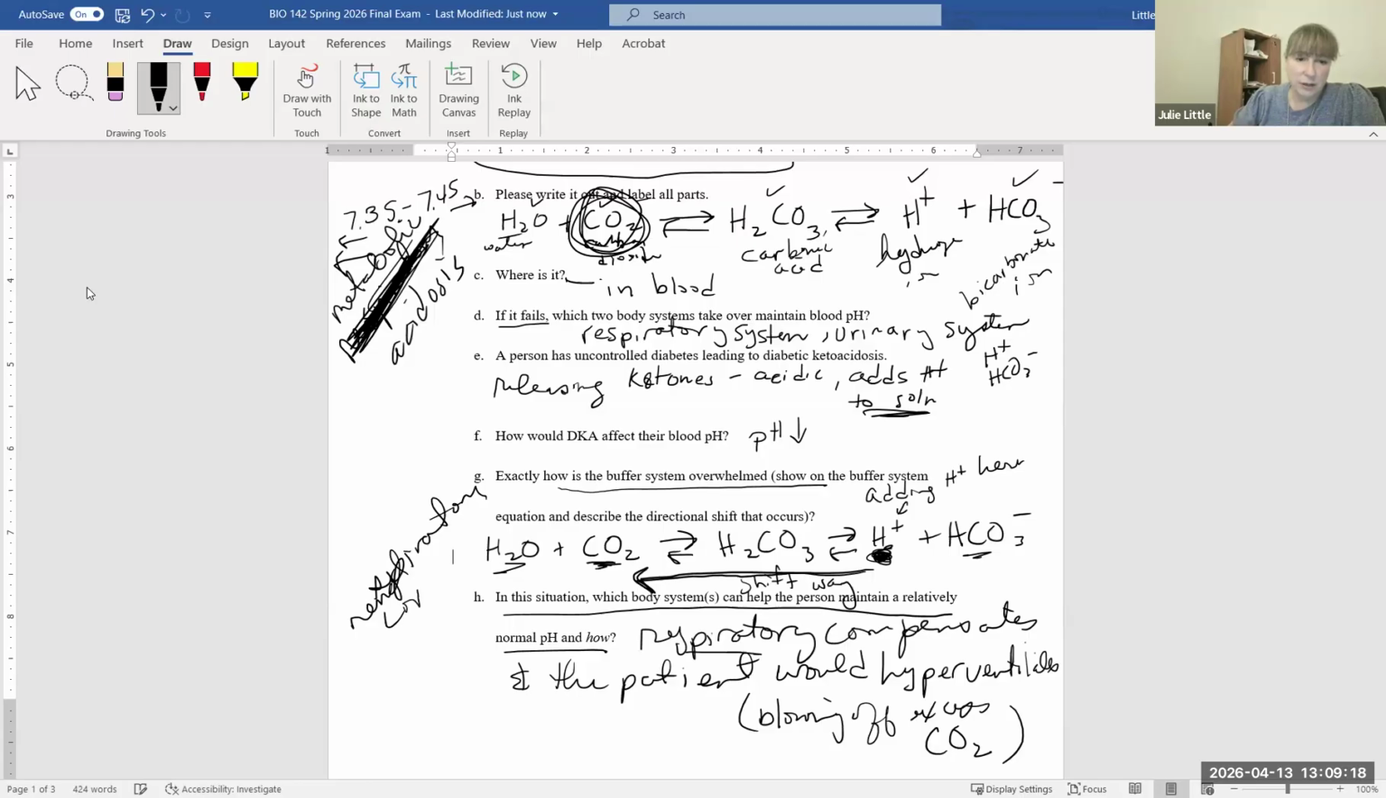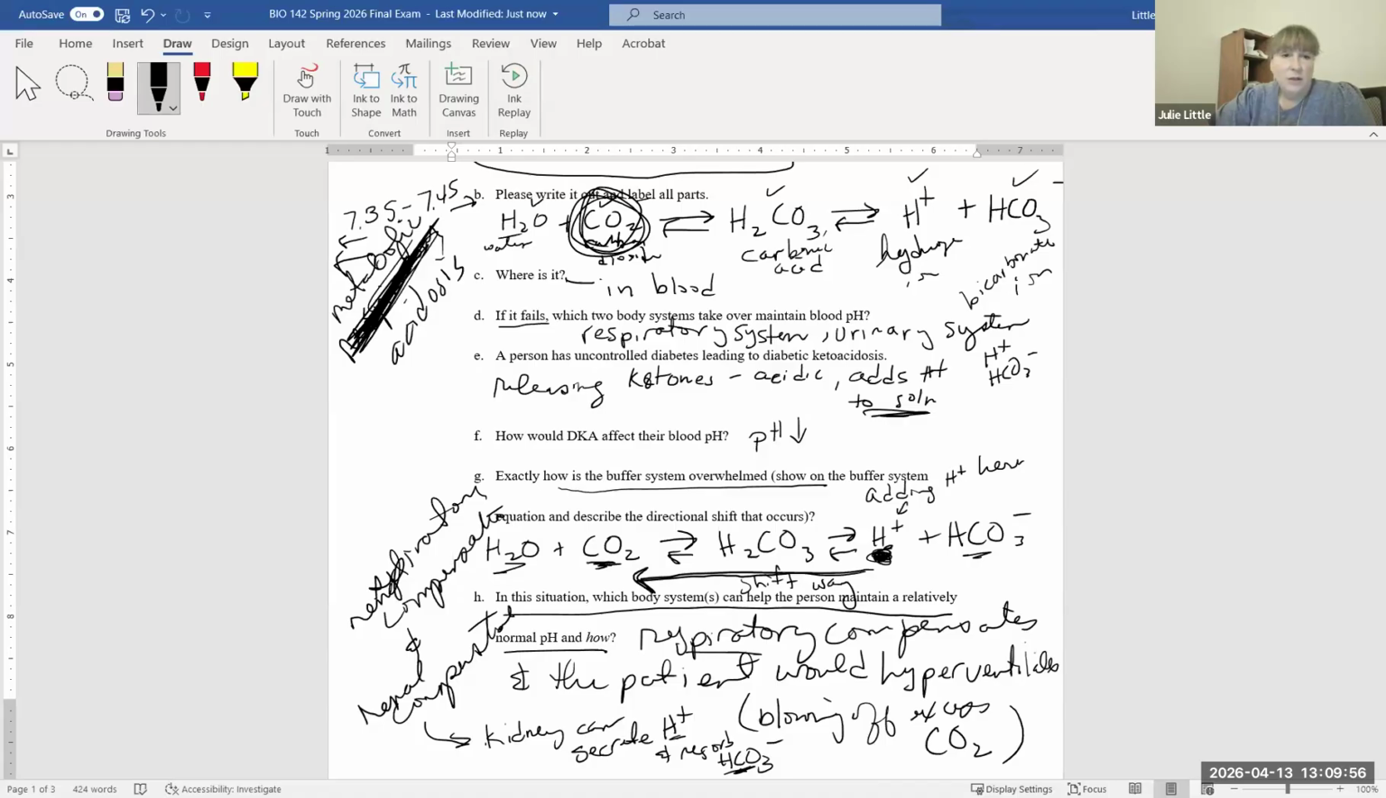Now, in addition to the respiratory compensation, you can also have renal compensation. So we're going to add the renal system in here. If you have too much carbon dioxide, the respiratory system will blow that off. But also the renal system, the kidneys, can secrete, meaning get rid of, extra hydrogen ions and resorb bicarbonate ions. So you'll have more of this in your blood and less of this. So that's the answer to number 1, if you get that question.